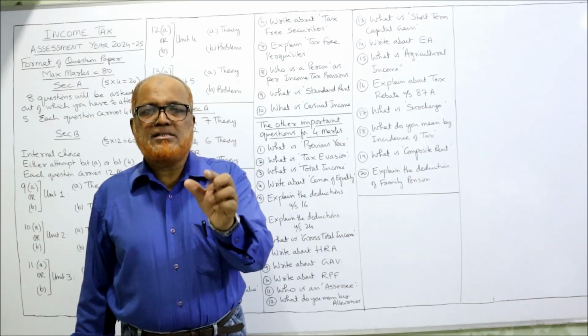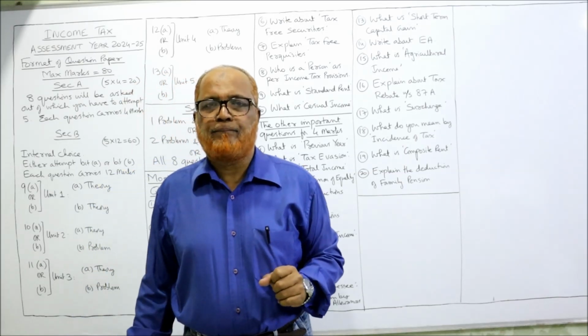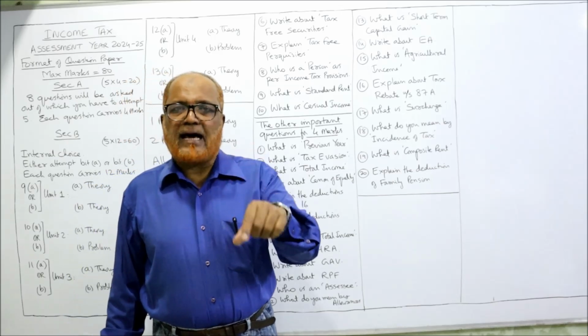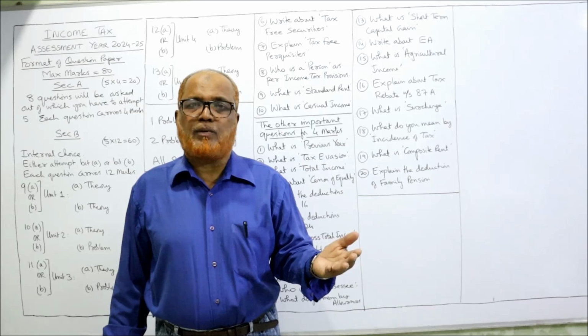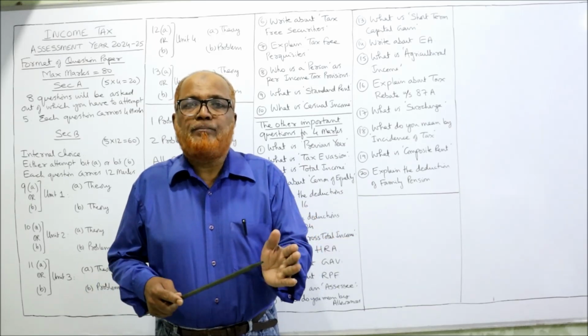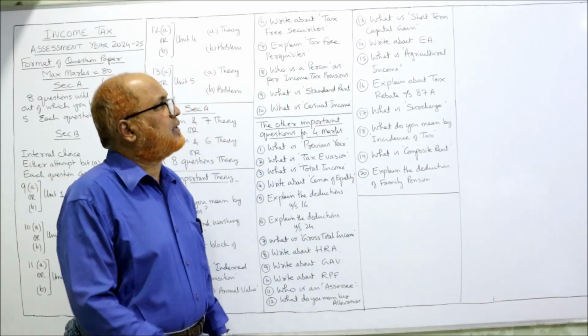The gain arising on short-term capital asset is called short-term capital gain. Short-term capital gain is taxable along with other incomes like income from salary, income from house property, other sources. We add up and include, and slab system will be applied for short-term capital gain.